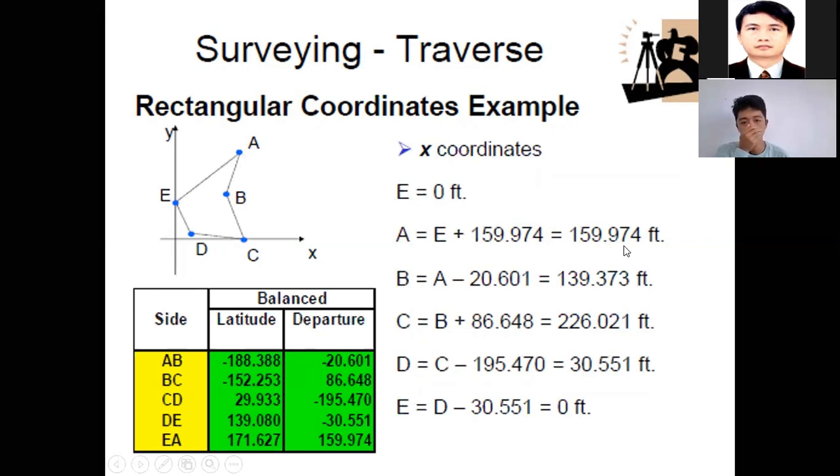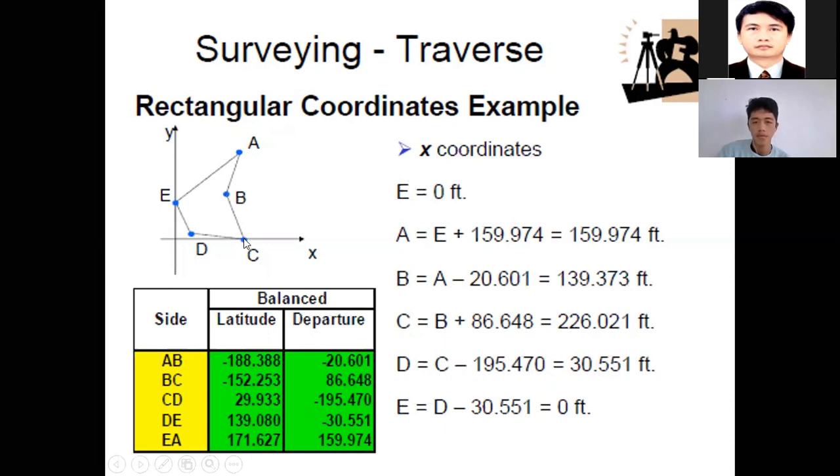Next, to get the x component of point B, from point A we're considering the departure value of the line segment AB, which is negative 20.601. So the x value of point A plus the departure value of the line segment AB, which is negative 20.601, will give us 139.373. Kasi babawasan natin, diba? So this is the earlier value, then minus that. Okay, we get the x component of point B.